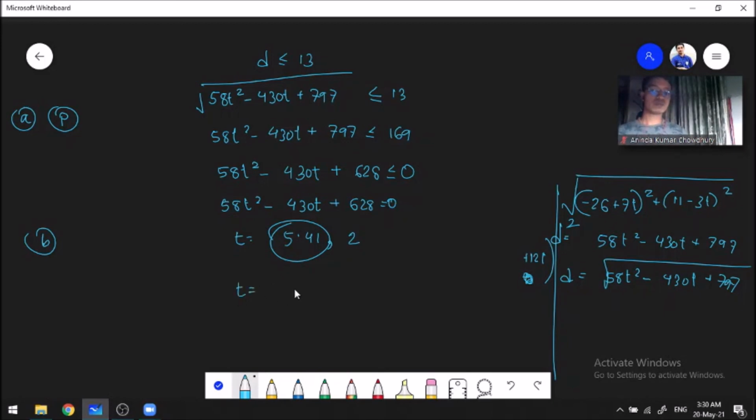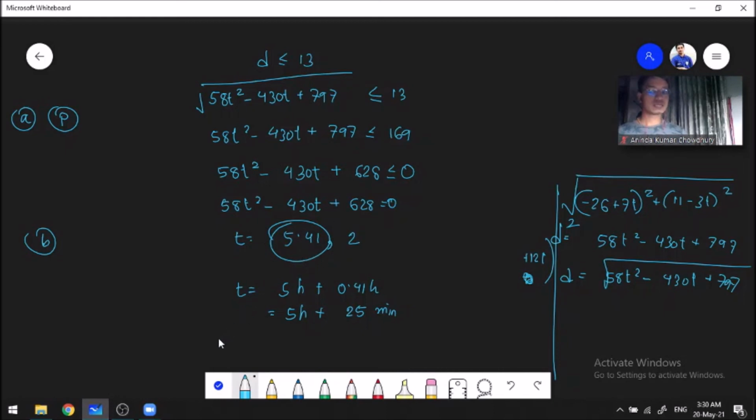So this time 5.41 is 5 hours plus 0.41 hours. The whole thing was in hours. So 5 hours is okay. We have to convert this 0.41 into minutes by multiplying 0.41 by 60, which gives us 24.6 minutes. I'm going to round that off to 25 minutes. So after 5 hours and 25 minutes after midnight, the ship Q moves out of sight of ship P.